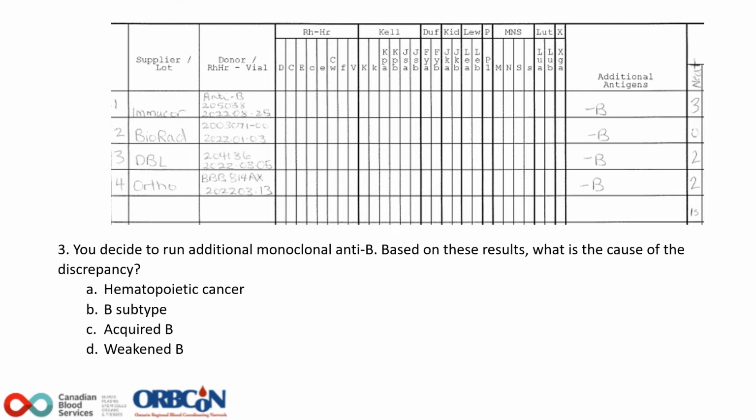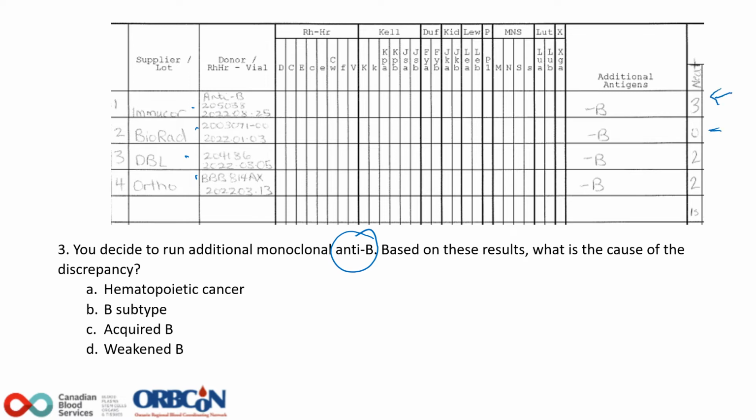So we've got the next question, number 3. You decided to run an additional monoclonal anti-B. Based on these results, what is the cause of the discrepancy? So remember, these are new anti-Bs, so we've got Immucor, Biorad, DBL, and Ortho. And we run it against the cells again.